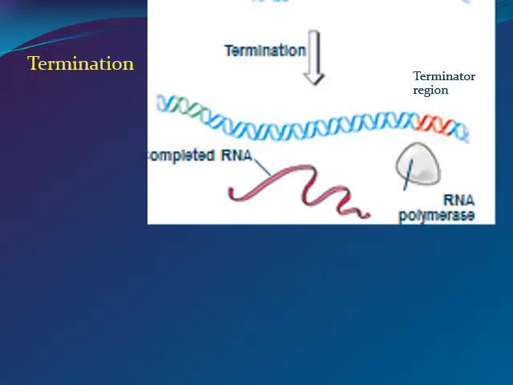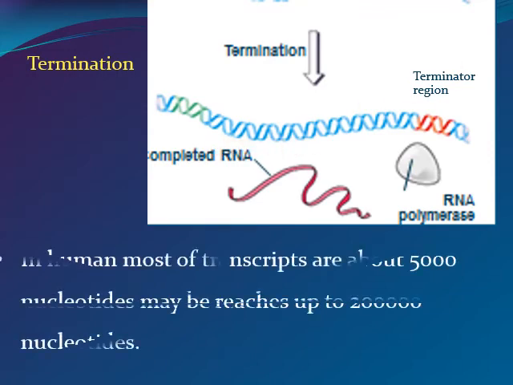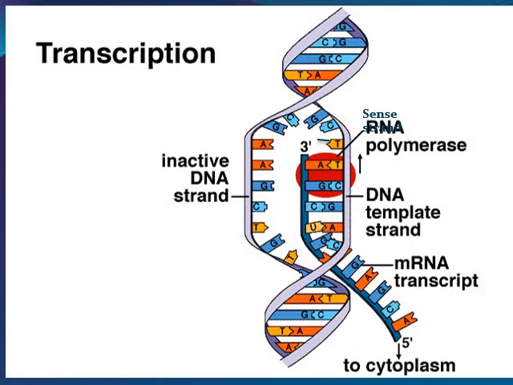At the last stage, when the RNA polymerase reaches the end of the gene, called the terminator region, it detaches from the DNA template and the messenger RNA is released. The DNA strand reforms a double helix and the transcription is terminated. In humans, most transcripts are about 5,000 nucleotides, and may reach up to 200,000 nucleotides.